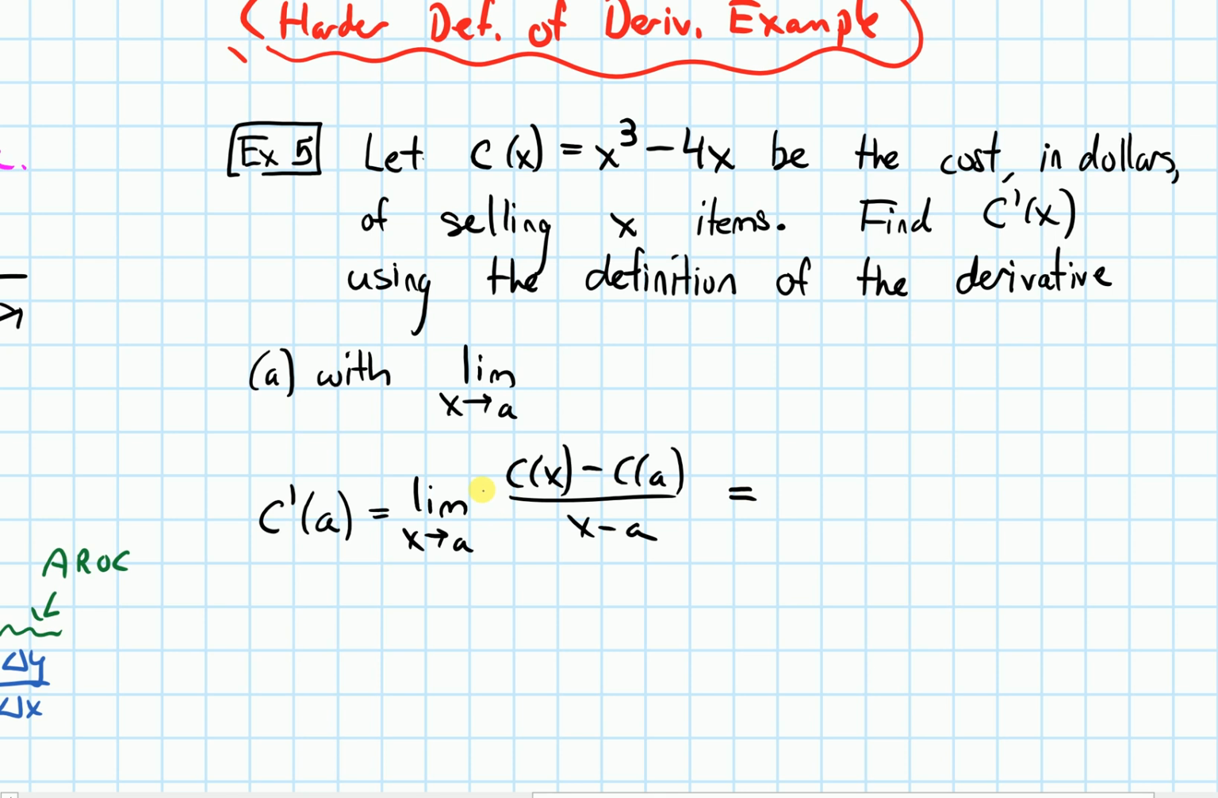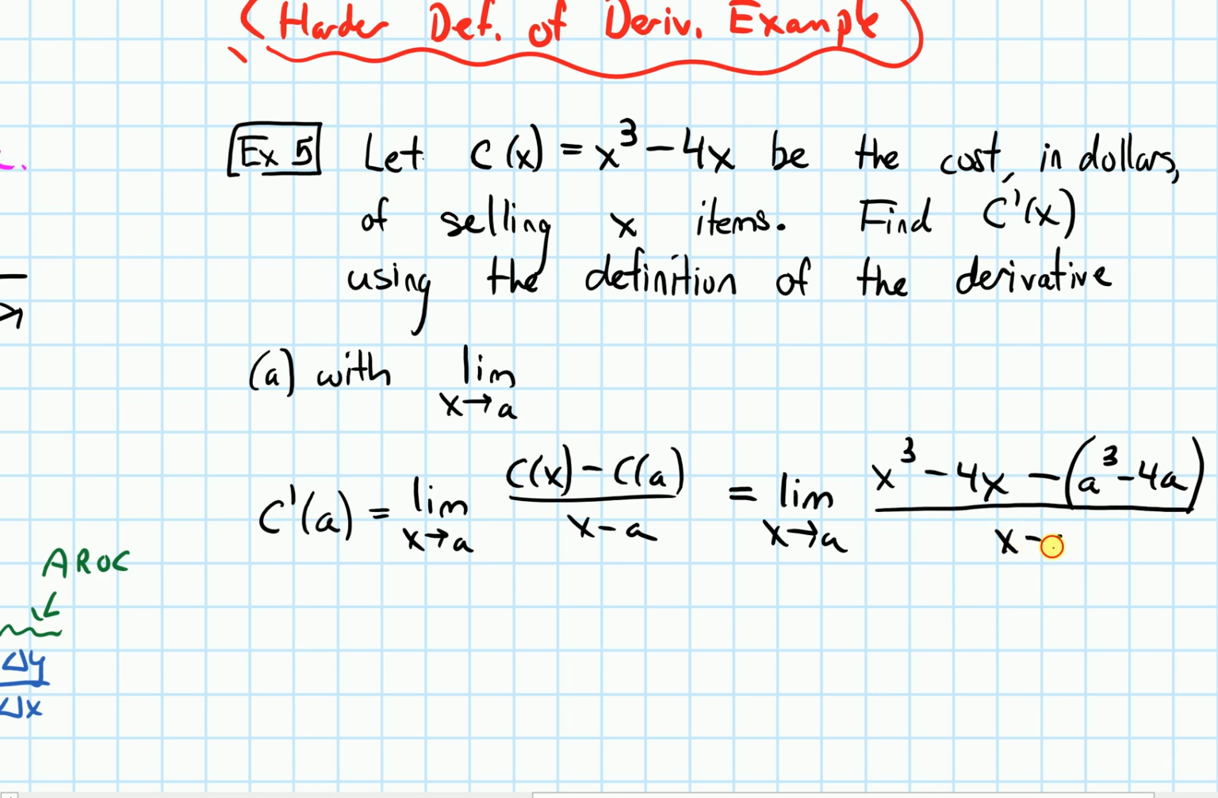And now let's begin to evaluate this. So we have the limit as x approaches a. C of x is our function, so that's x cubed minus 4x. So that's the c of x, and then I have to do minus c of a. So let's make sure I put a parenthesis so I don't forget to distribute the negative. So c of a means plug the a in where the x is into the function. So that gives us a cubed minus 4a, and then all over the x minus a on the denominator. So putting that parentheses there is super important. If I forget that parentheses, I'm probably going to forget that I need to distribute the negative.